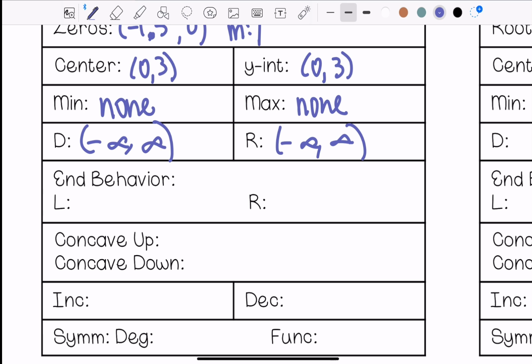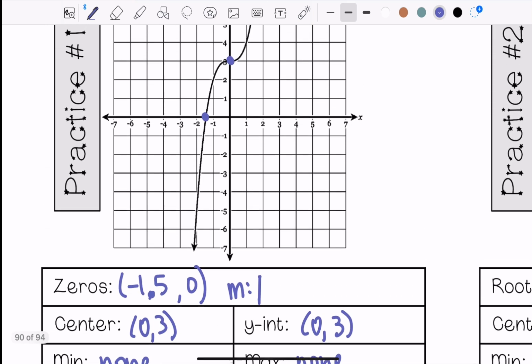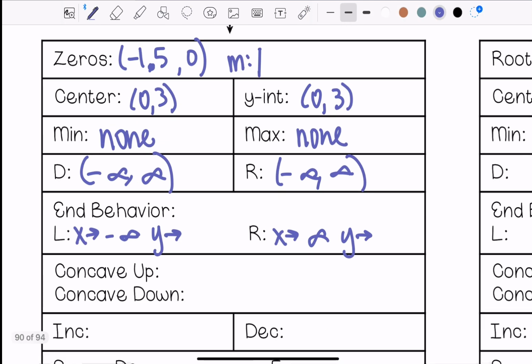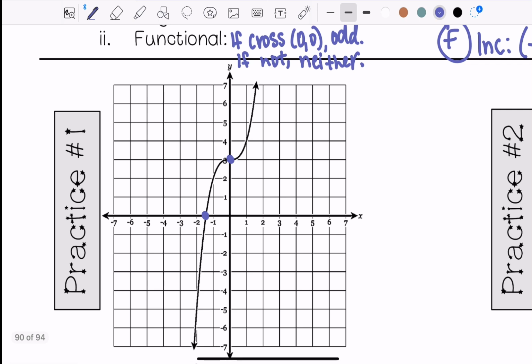And for end behavior, I'm just going to go ahead and pre-fill out my x's. On the left, I'm going in the negative direction, and on the right, I'm going in the positive direction. And then we'll actually look at the ends. If you look at the left end, this one is pointing down, so that'd be negative. And because it's an odd function, the other end's going in the opposite direction, so it would be positive. And you can also see that corroborated here on the graph.